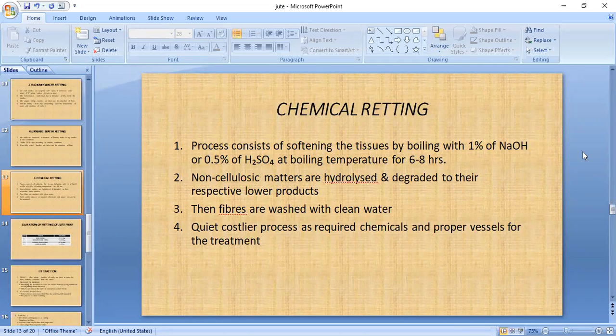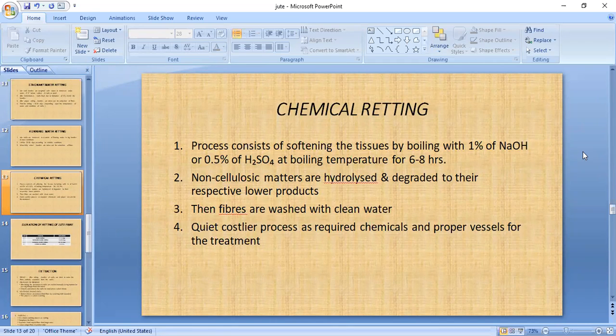We are using particular chemicals in particular concentration and at a particular temperature and for a particular time period, that is 6 to 8 hours. However, the time required is very less, it is just in hours. In other retting methods, the time required is a minimum 7 days, 10 days, 15 days, 20 days. But here the time required is only 6 to 8 hours. But here we require particular temperature conditions and particular chemicals are to be used. And that adds on the cost of the process.